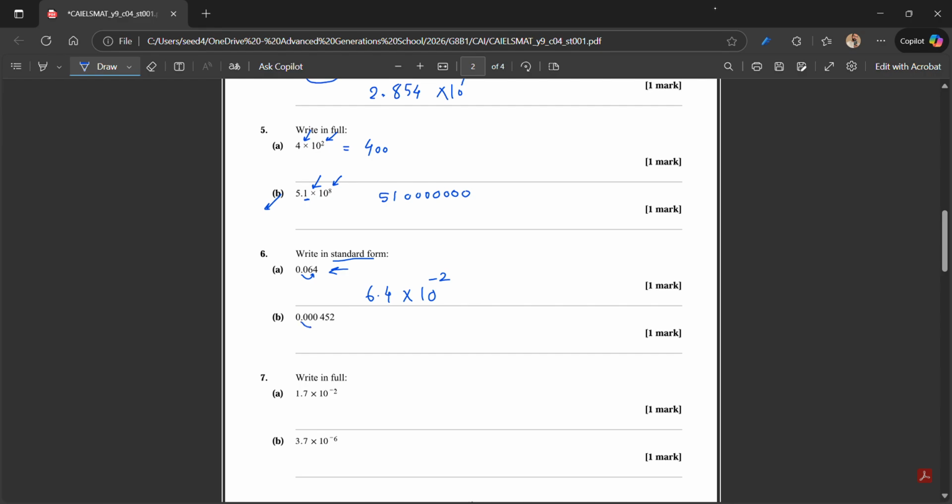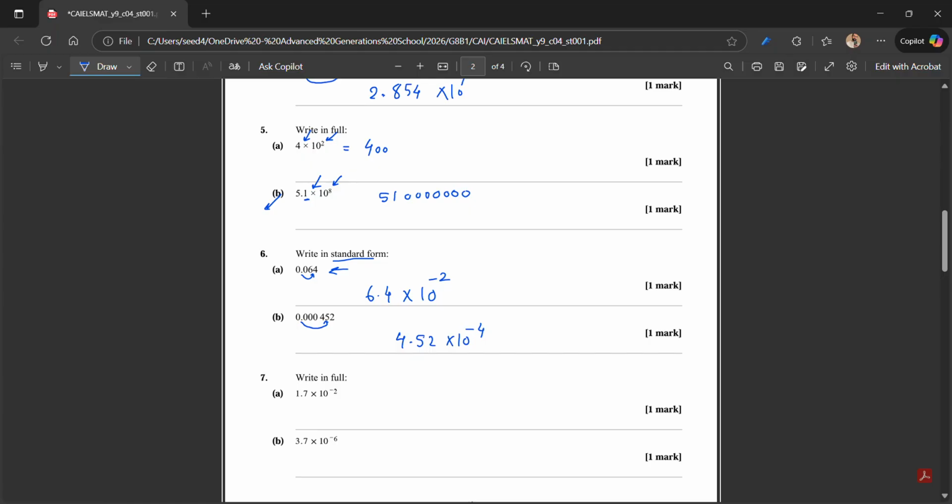Also here the same, guys. Look, we must move it here until only 4. Why? Because 4.52 is between 1 and 10. Times 10 power. Here you have to check how many digits you moved: 1, 2, 3, 4. So we moved 4 digits, but because it's decimal, it will be -4, this way. So this is very important, guys.